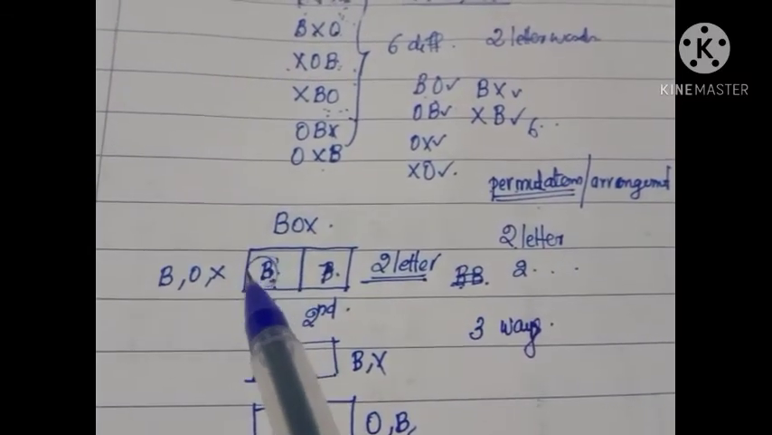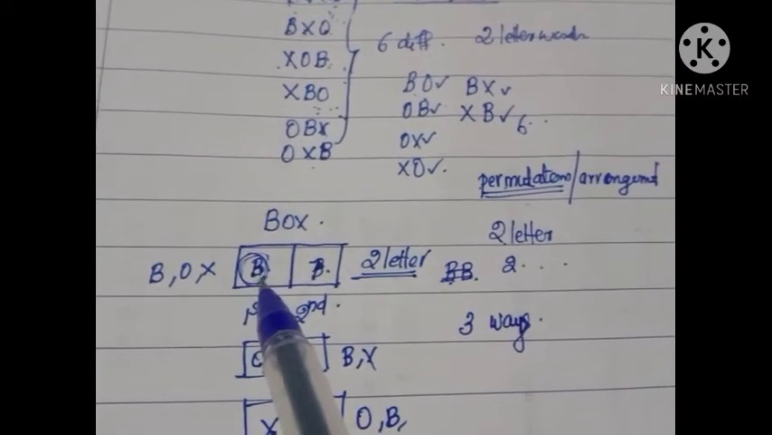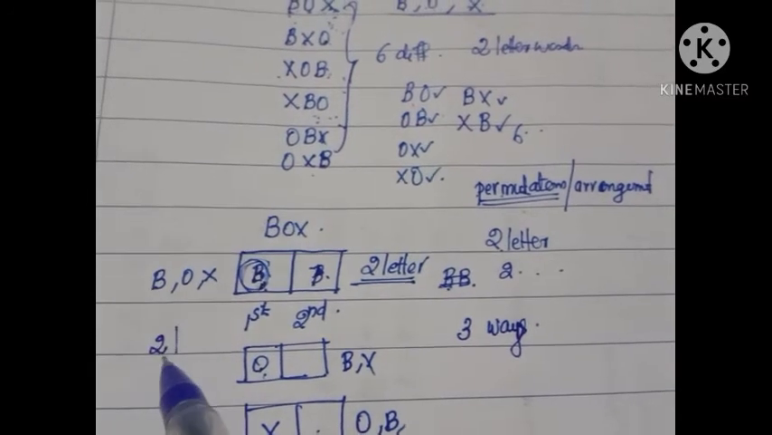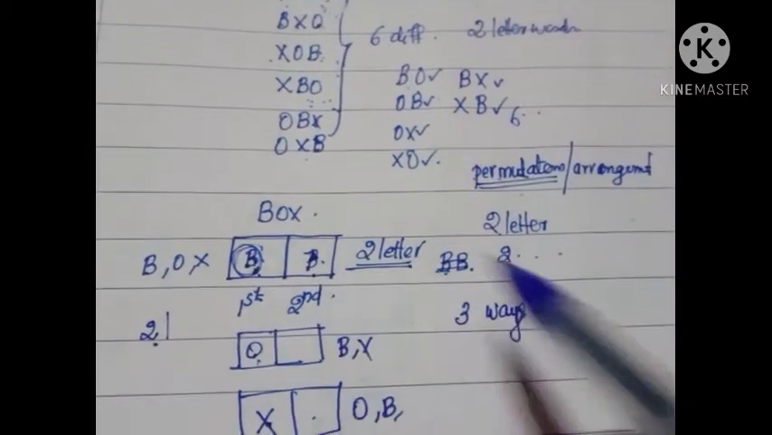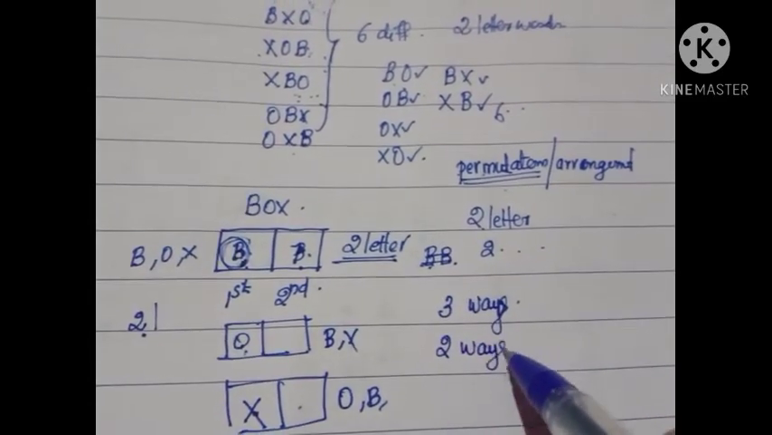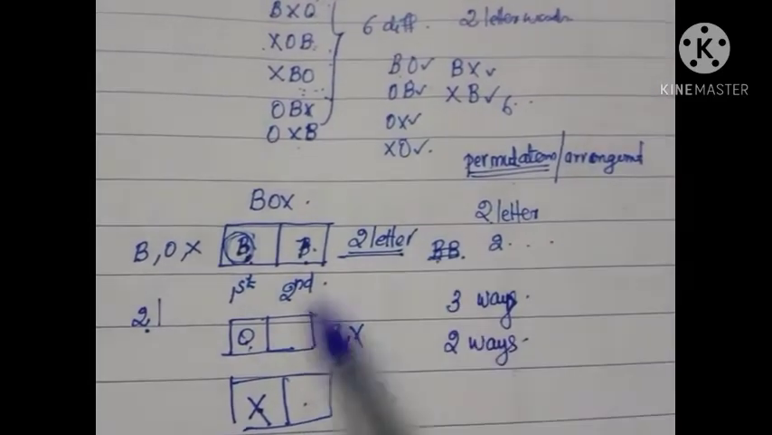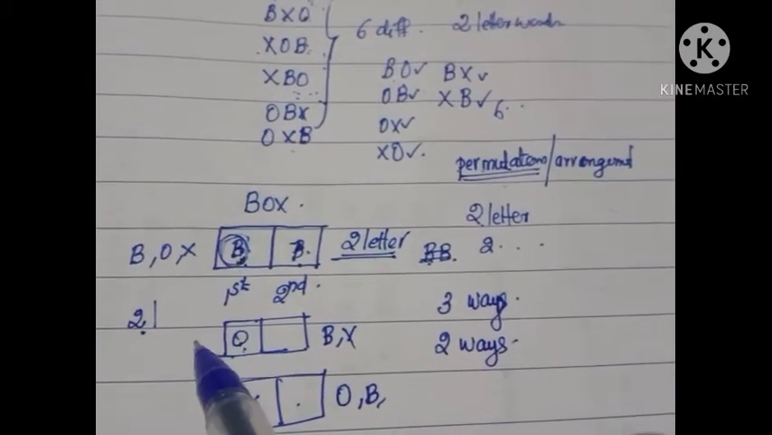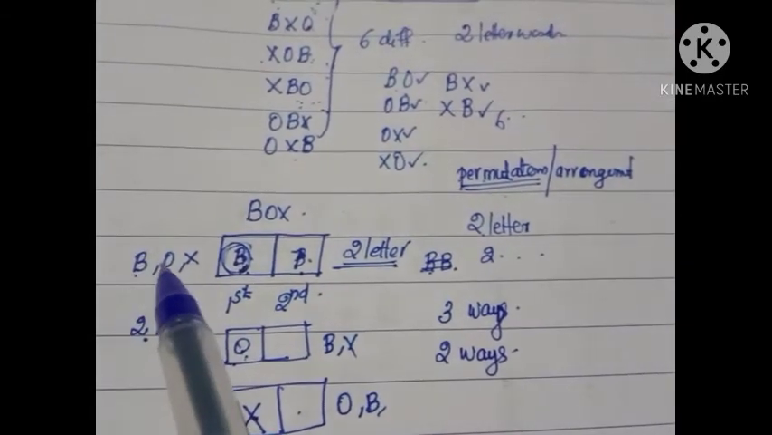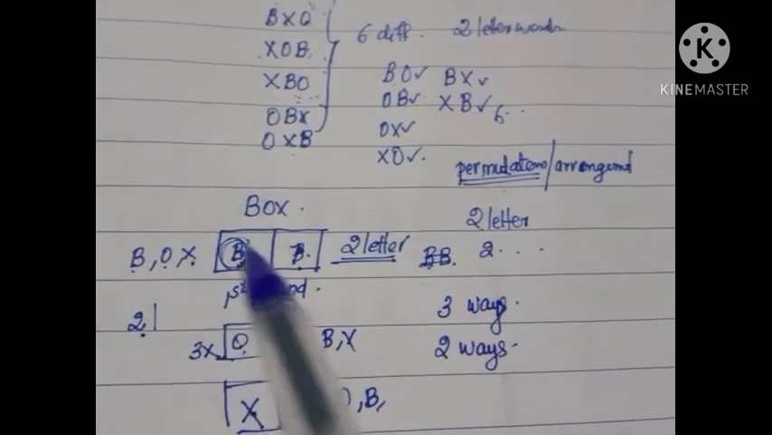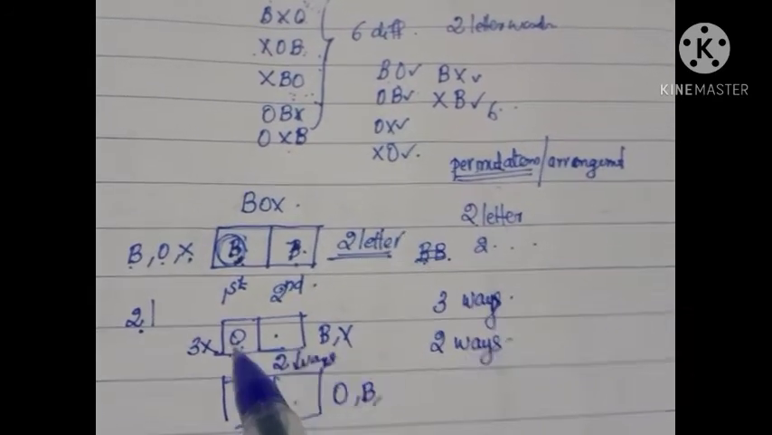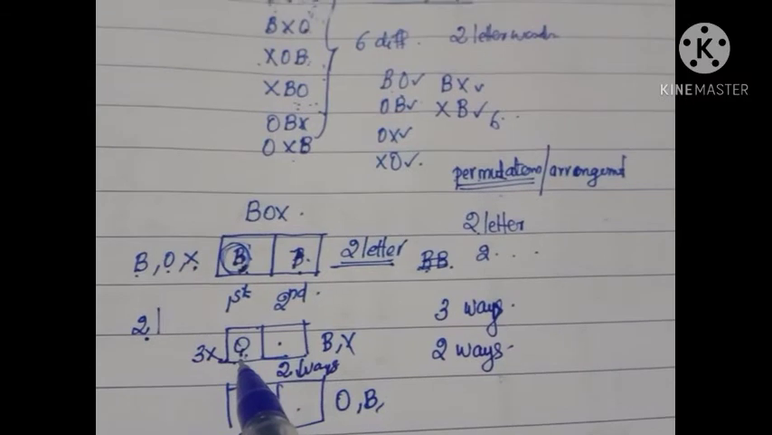So one letter left. Now how many letters remain? There are two letters remaining. So this second place can be filled in two ways using these two different letters. Okay. So first place can be filled in three different ways. Three different ways means we can use B or O or X. And second place can be filled in two ways because we already fixed one letter here.